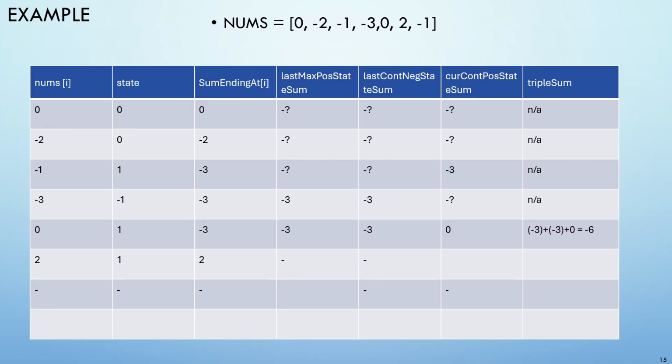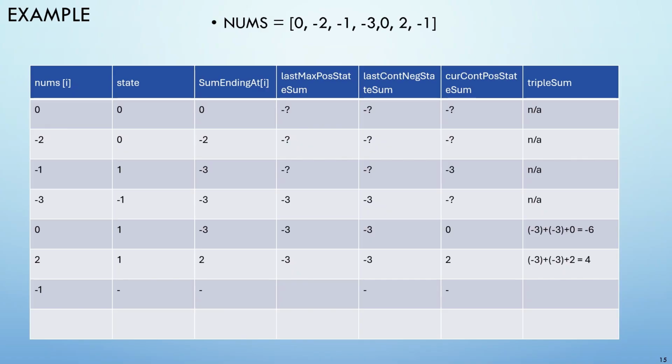The last maximum positive state sum will not change, it will be minus 3. The last continuous negative state sum will not change, it will stay as it is. The current continuous positive state sum will be incremented by the array element, which was before 0 and current element is 2, so 0 plus 2 will be 2. And now since we have all the three segments available, the triple sum would be minus 3 plus 2, which would be minus 4. So pardon me for the mistake. This is not 4, this is minus 4. So minus 3 plus 2 would be resulting into minus 4.